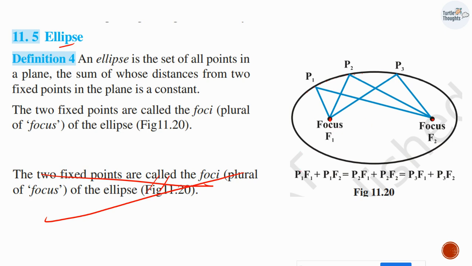So the distance P1F1 plus P1F2 should be equal to P2F1 plus P2F2. Similarly, that also should be equal to P3F1 plus P3F2. Basically, if you take any point, the sum of the distances between this point and the two foci should always be a constant. Then I can tell all this set of points will constitute an ellipse.